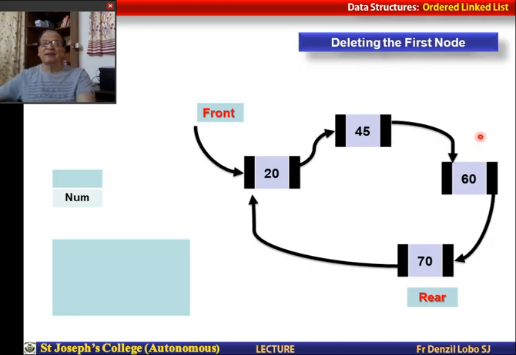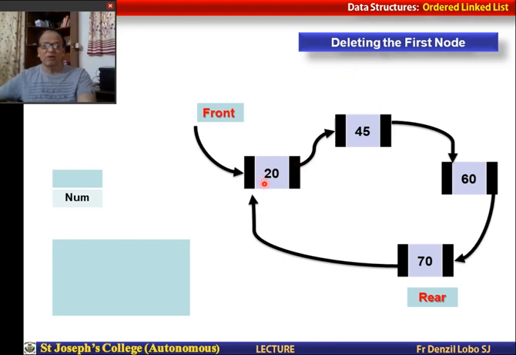Now we come to the deleting of the first node. Always we know it is first in, first out. So first is always removed. So let us see how. Now this is the front and this is the rear. So now we have to delete, dequeue has to be done. So that means we have to remove this.